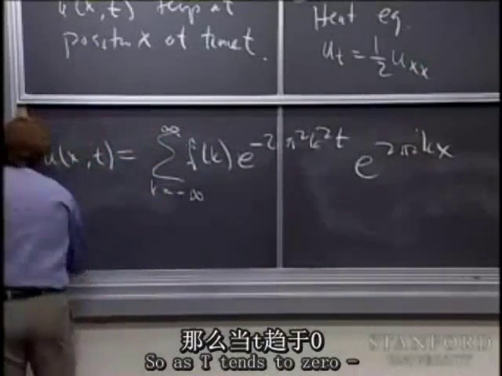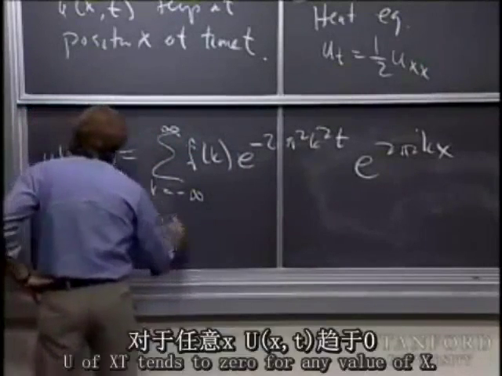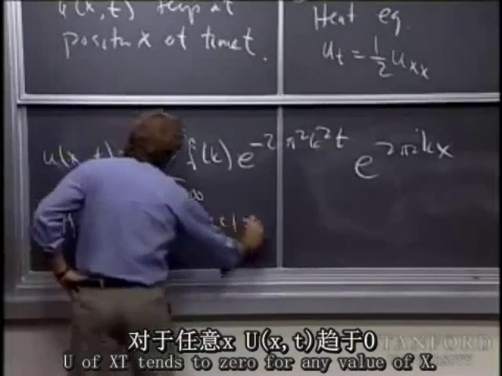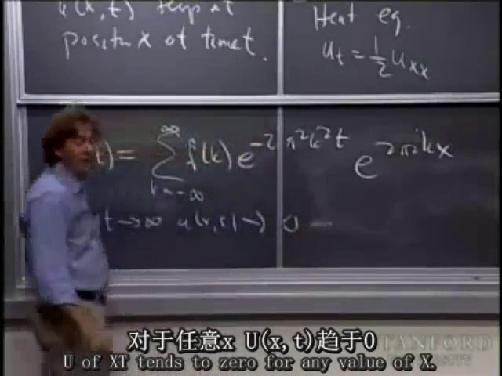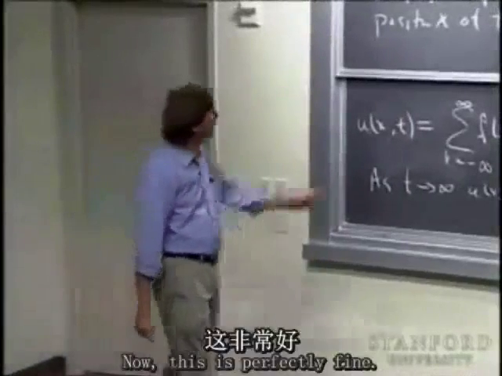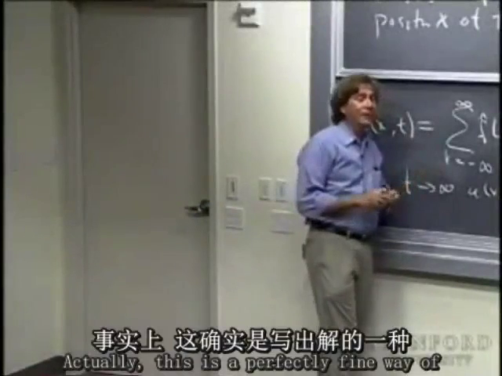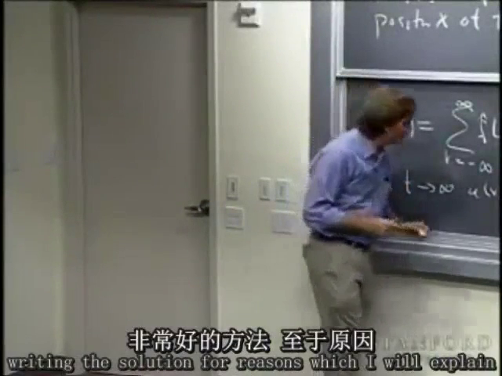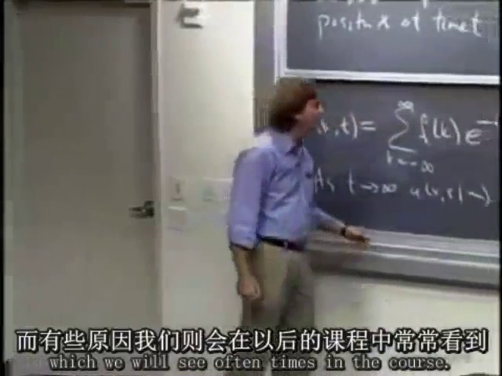So as t tends to 0, this is just an observation. As t tends to infinity, u of x, t tends to 0 for any value of x. All right? So the ring is cooling off eventually. All right, now, this is perfectly fine, actually. This is a perfectly fine way of writing the solution for reasons which I will explain, and for reasons which we will see oftentimes in the course.